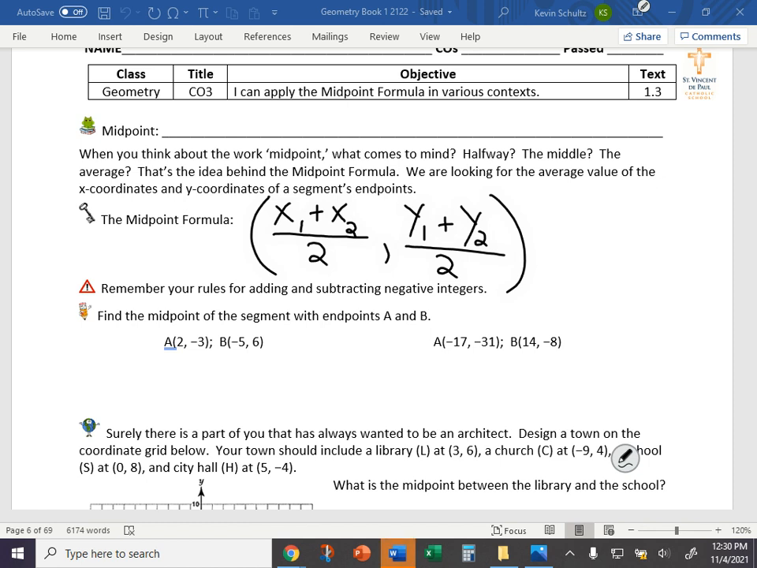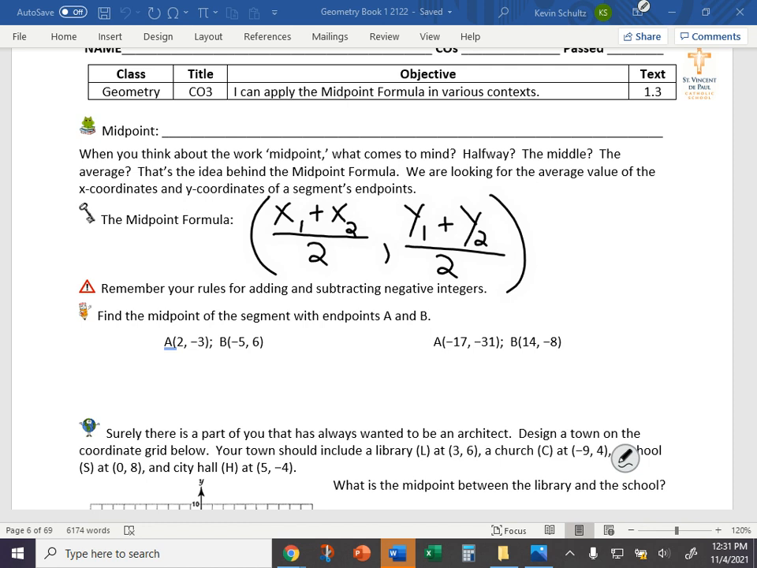This is given to you in the notation of an ordered pair because the midpoint is an ordered pair, right? It's a location on that segment. The x coordinate comes from the average of the x's of the endpoints. The y coordinate comes from the average of the y values of the endpoints.